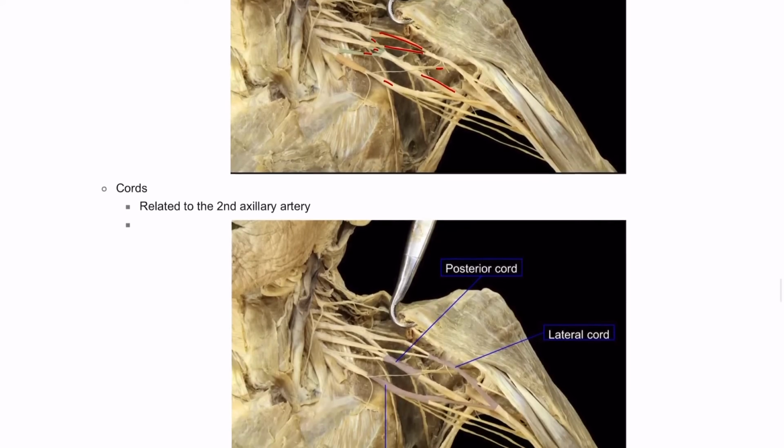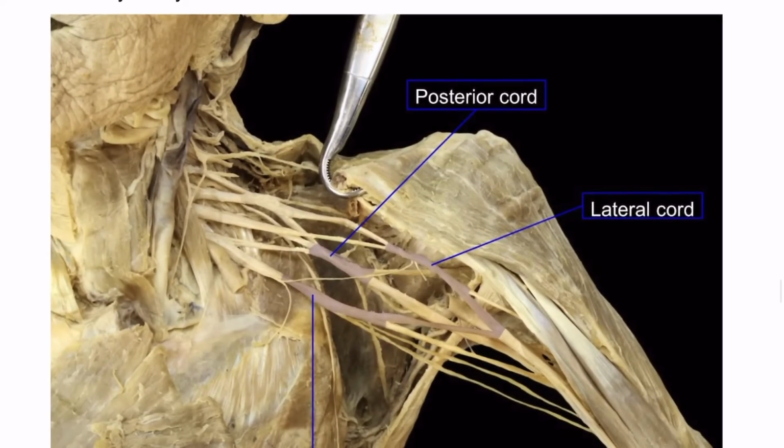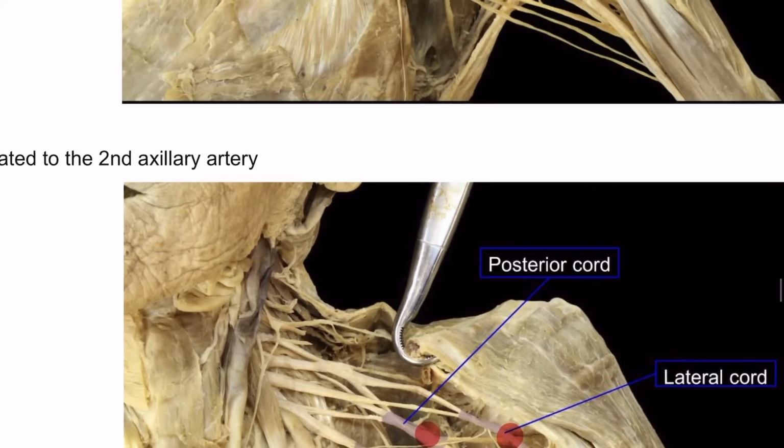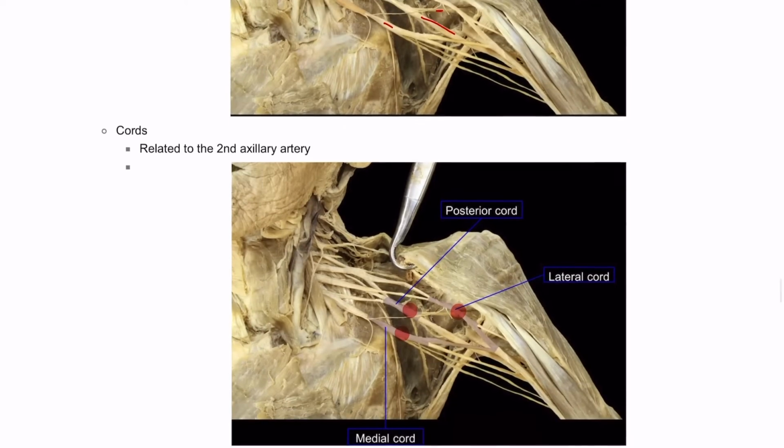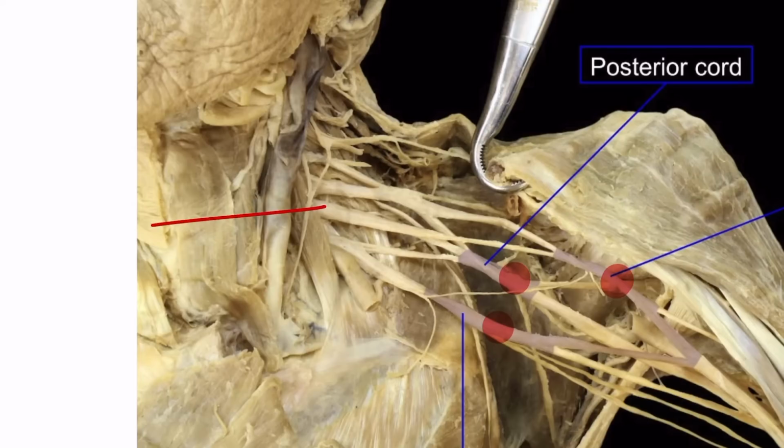And also the cords, which these are the cords. So you have the lateral cord, which is this one, and then the posterior cord, like we mentioned, and this is the medial cord as well. And the cords are usually related to the second part of the axillary artery. So as we said, you have the roots. These are the roots of the brachial plexus, and after the roots you will have the trunks.